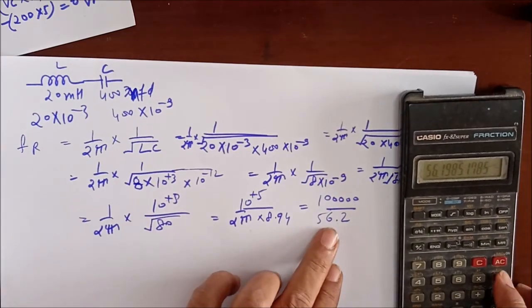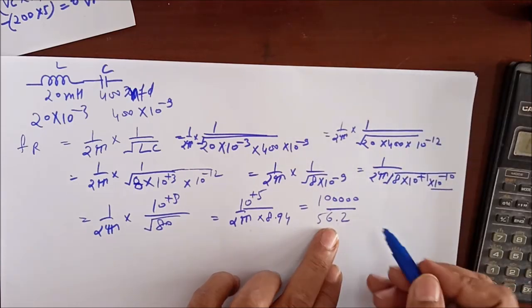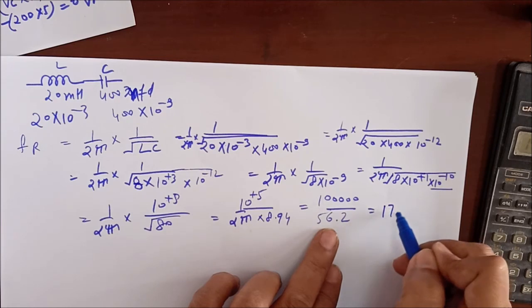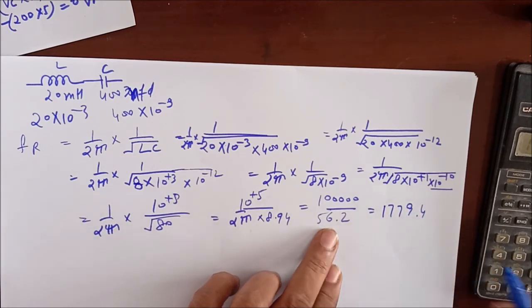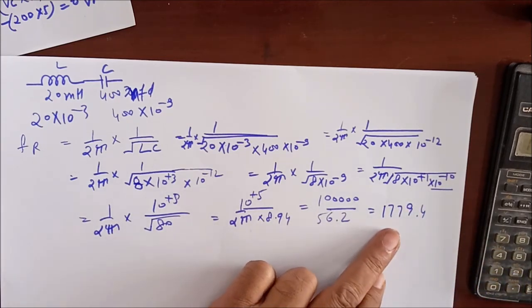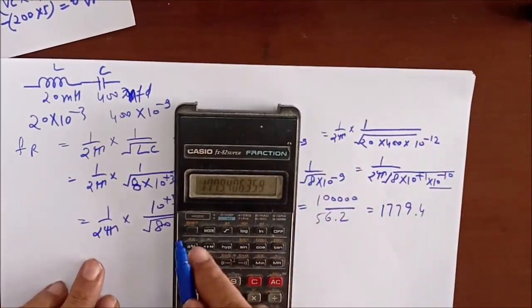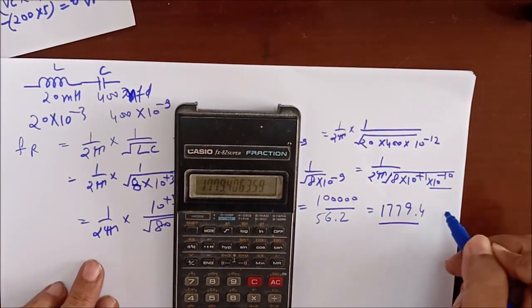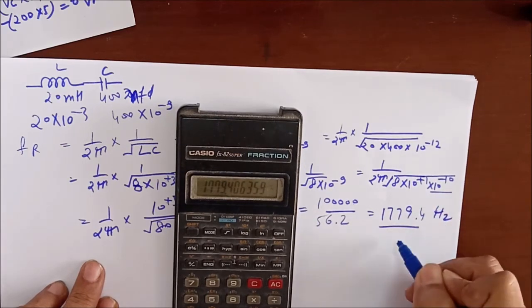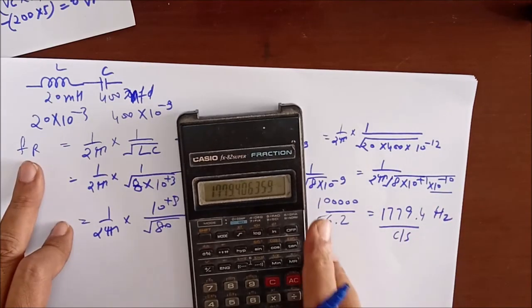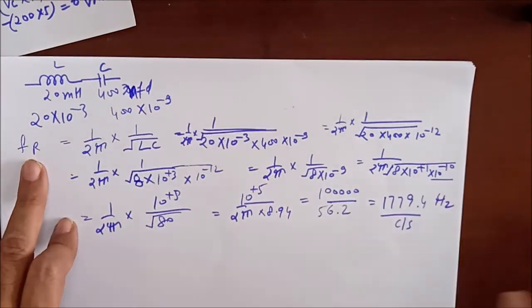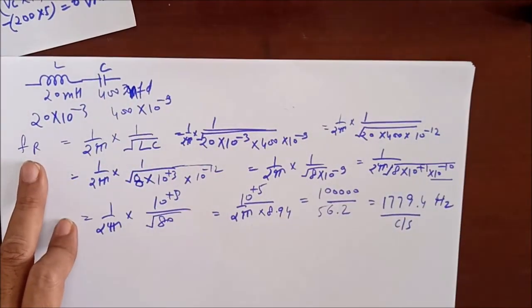So divide, 1 1 2 3 4 5. So this is equal to 1779.4, and some small value is not given weight. This is in hertz, or I can say cycles, but this is the resonance frequency in this combination.